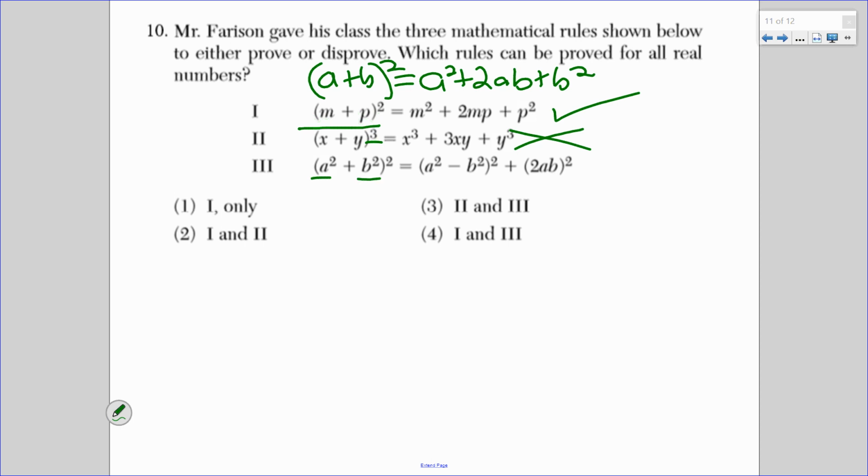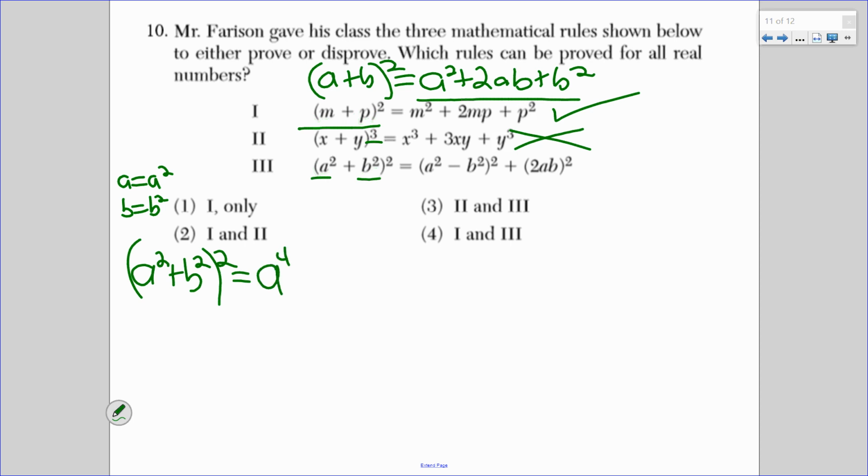And now, again, I have a binomial squared. It's a little more complicated, though. I have my formula here. Let's do a squared plus b squared, squared. That means that a is a squared and b is b squared. So a squared squared is a to the 4th, plus 2ab is 2 a squared b squared, plus b squared squared is b to the fourth.